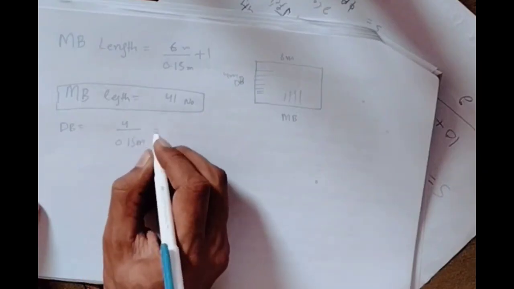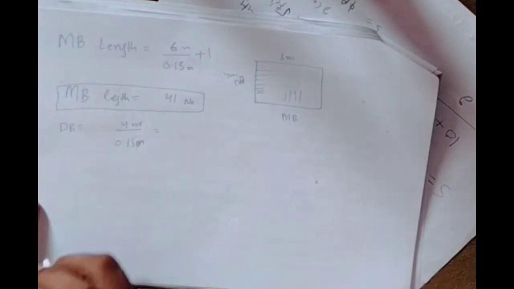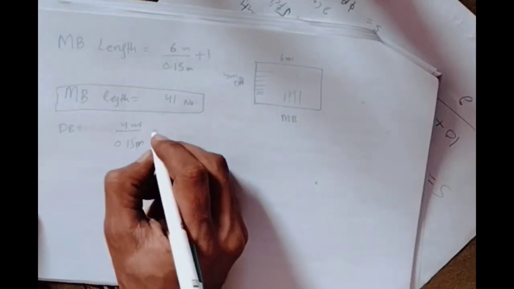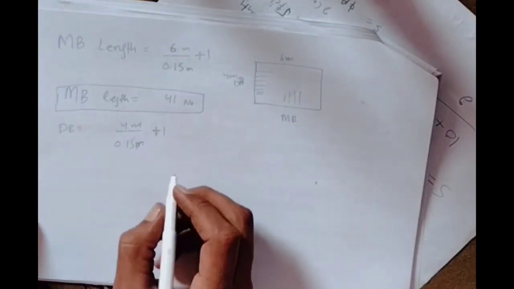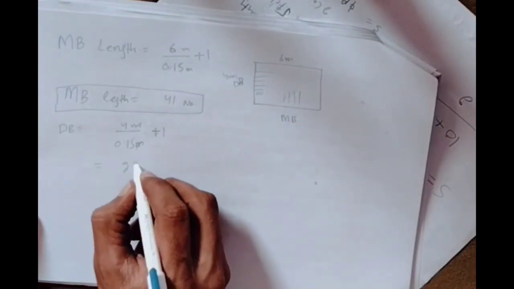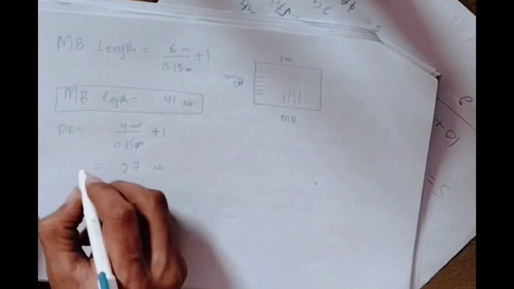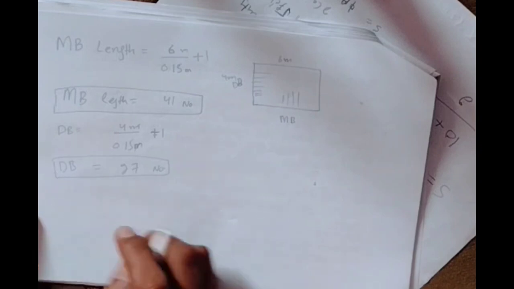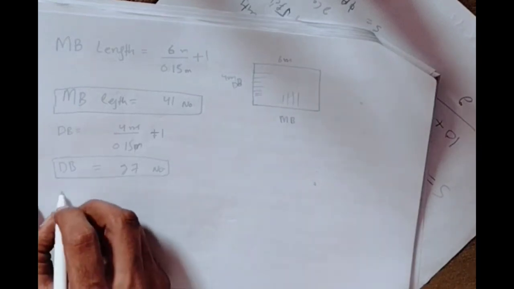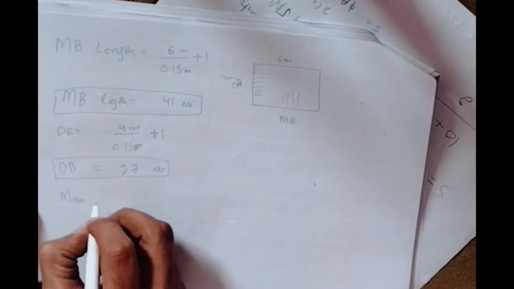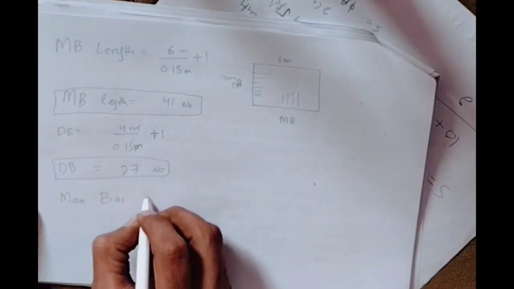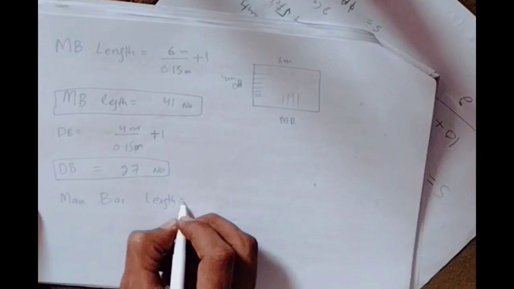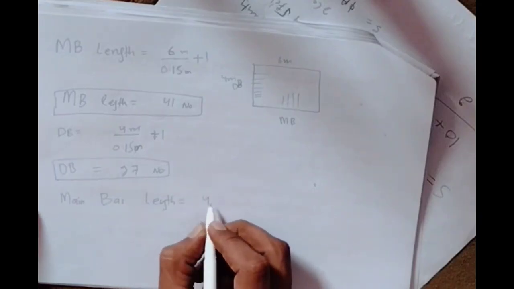Now the distribution bars. The length is 4 divided by spacing 0.15 meter plus 1, which is equal to 27. You will get 27 number of bars. So there will be a requirement of 41 bars in the lengthwise direction, and 27 bars in the width direction. Now we calculate the total length of the main bars.